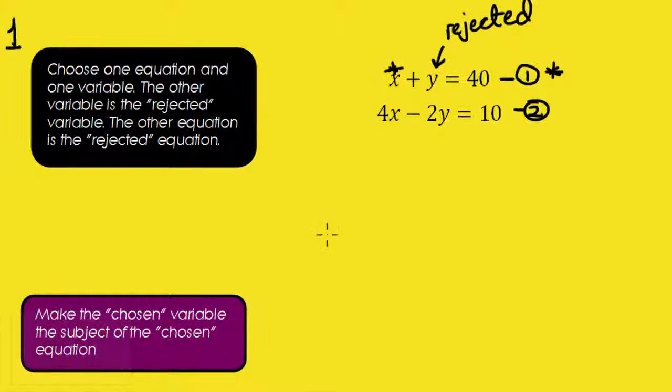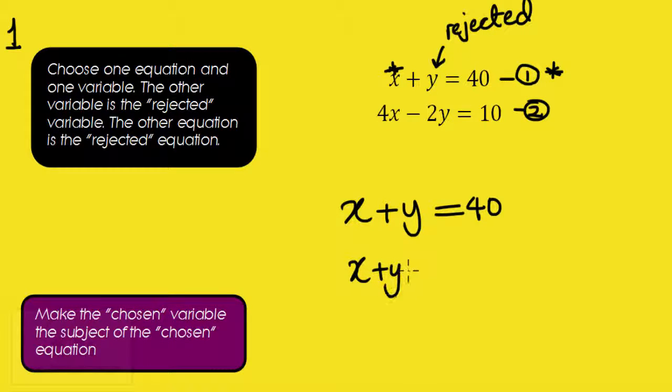Now the next step says make the chosen variable, in our case x, the subject of the chosen equation. Our chosen equation is equation 1. So we want to make x the subject of this equation. We want to isolate x on the left hand side so that x will be the only term that appears on the left hand side and x only appears on the left hand side. Now we have an annoying y on the left hand side, so let's get rid of it. We have a plus y. So we get rid of this by subtracting y from the left hand side, and we have to do the same thing to the right hand side of this equation.